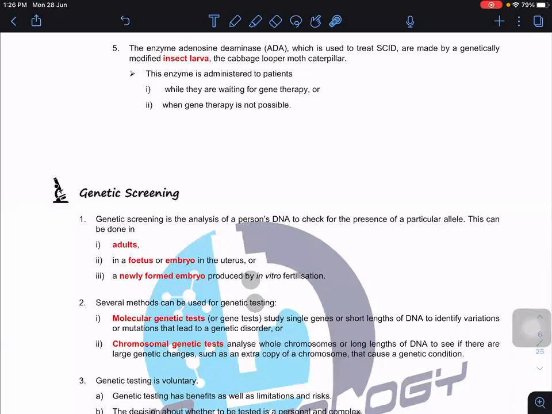The enzyme is used for patients who are waiting for gene therapy, or for patients for whom gene therapy is not possible. Gene therapy, we're going to discuss tomorrow.